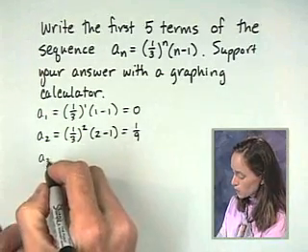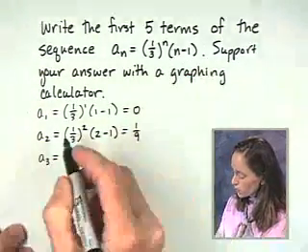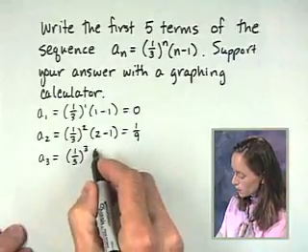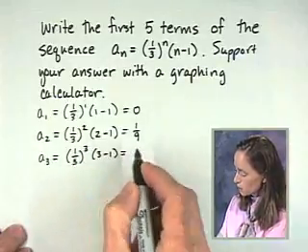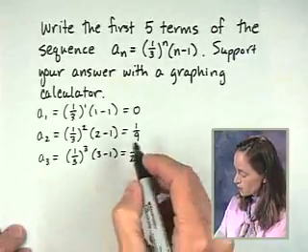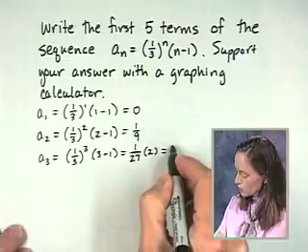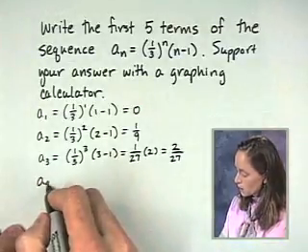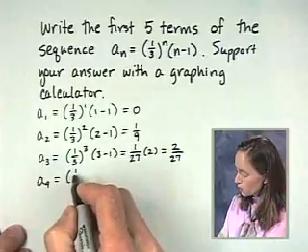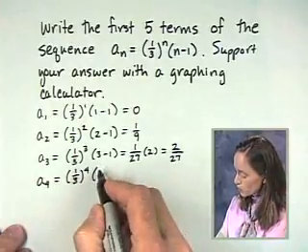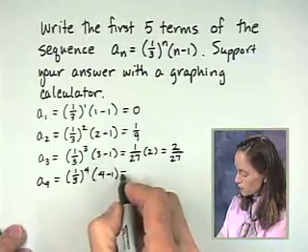The third term of the sequence is found by putting 3 for n. 1/3 to the third times 3 minus 1. 1/3 to the third is 1/27 times 2 is 2/27. To get the fourth term, I'll put 4 for n. 1/3 to the fourth times 4 minus 1.